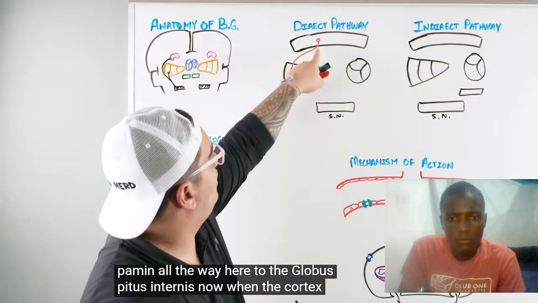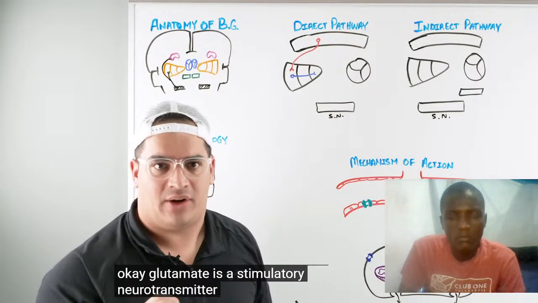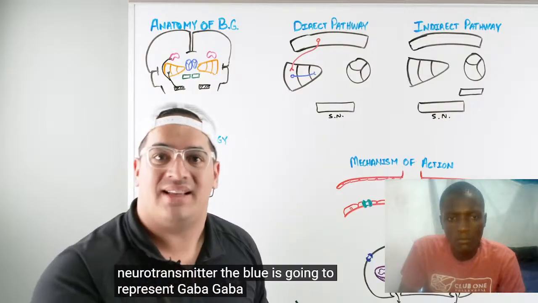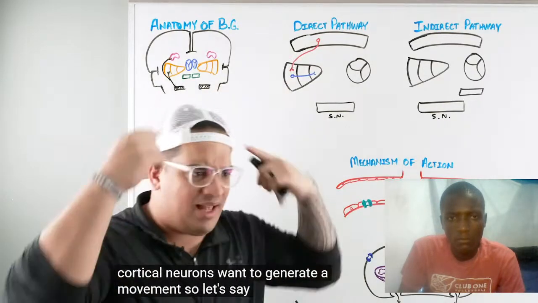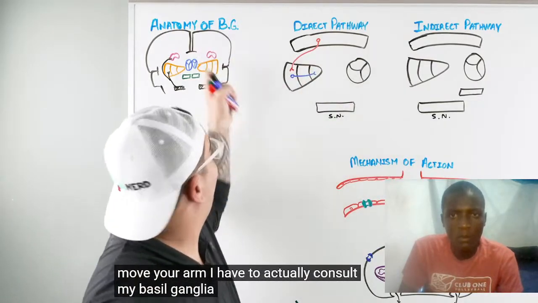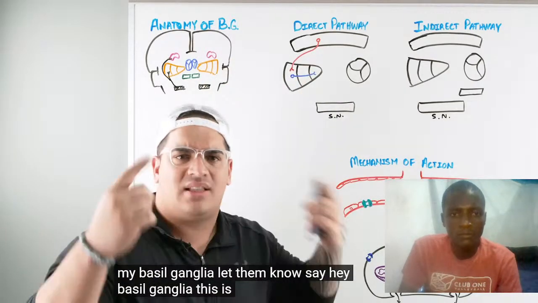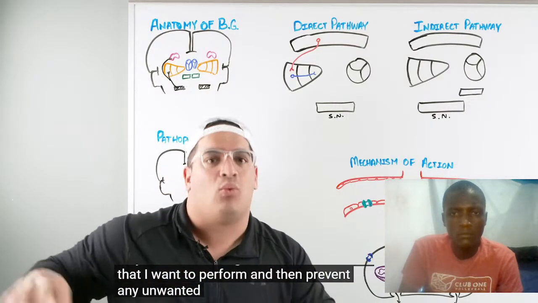Now, when the cortex releases, I want you to remember that the red is going to represent glutamate. Okay, glutamate is a stimulatory neurotransmitter. The blue is going to represent GABA. GABA is an inhibitory neurotransmitter. Okay? When cortical neurons want to generate a movement, so let's say that my motor cortex says, hey, I want you to move your arm. I have to consult my basal ganglia, let them know. Say, hey, basal ganglia, this is the motor movement I want to perform. Can you make sure that it's smooth, it's nice, I have good motor movement that I want to perform and then prevent any unwanted motor movements? Yeah, I got you.